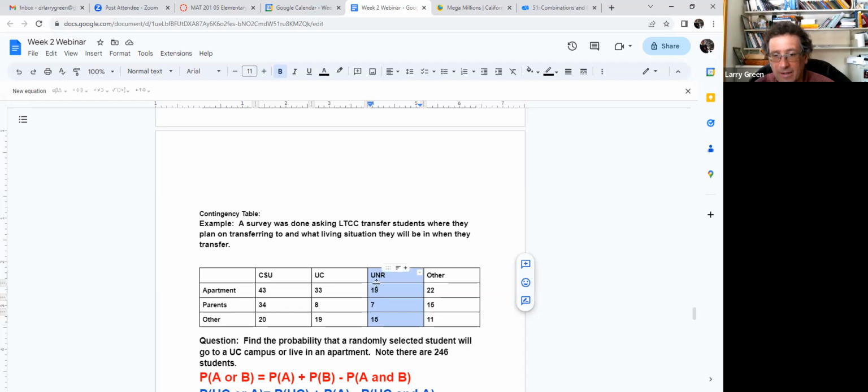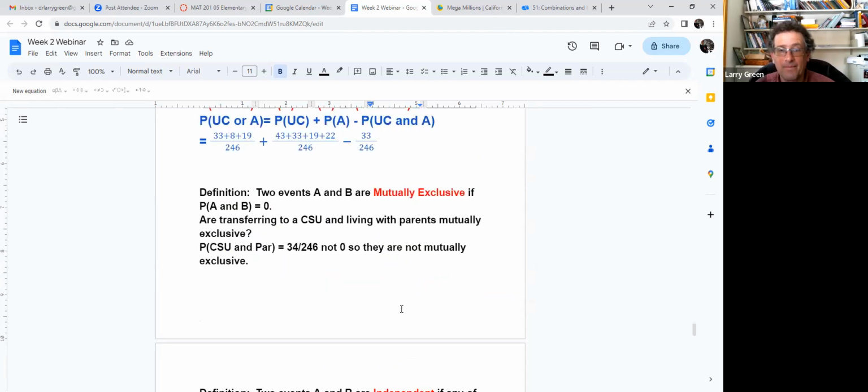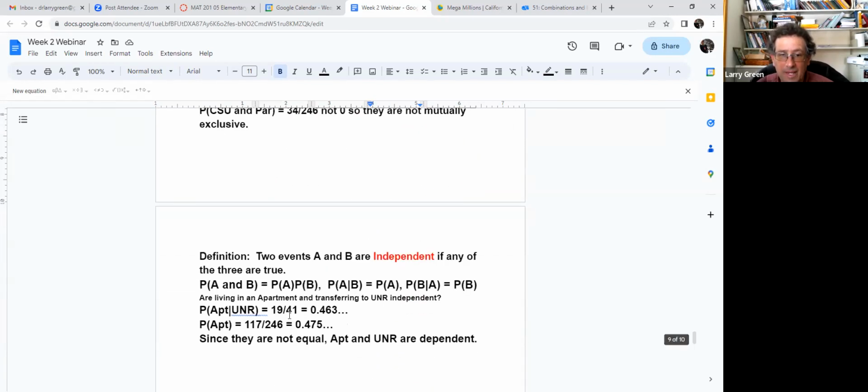And how many UNR students are there? There's 19 plus 7 plus 15. 19 plus 7 is 26. 26 plus 15 is 41. So we get 19 over 41. I popped that in a calculator and I got about 0.463.